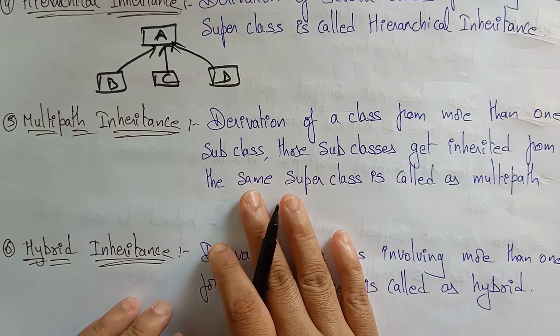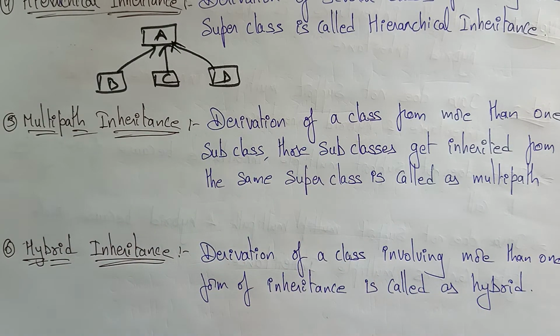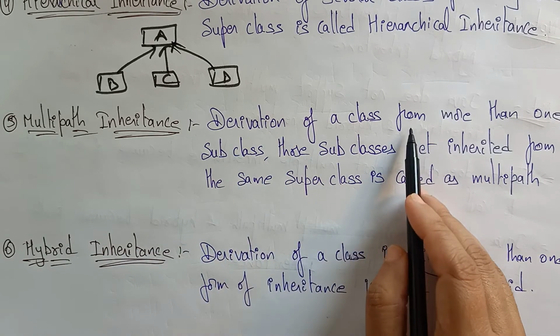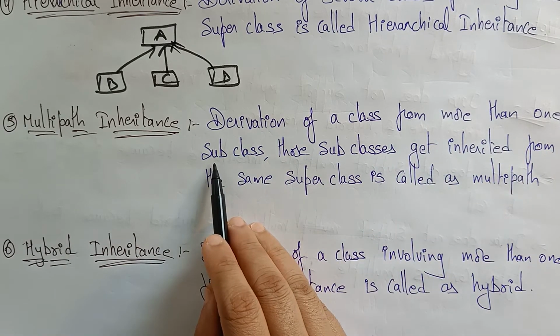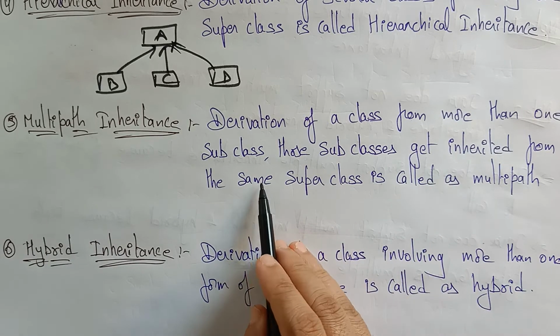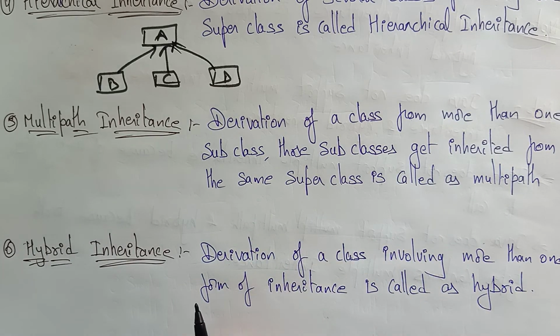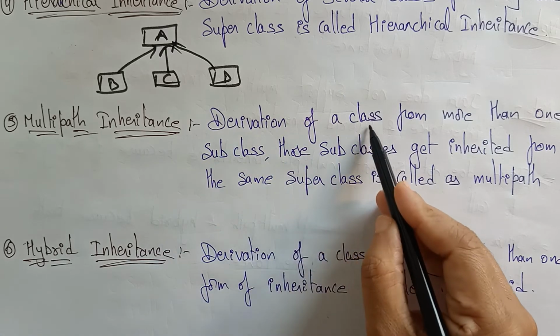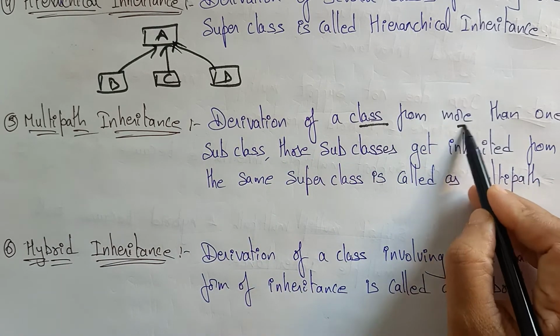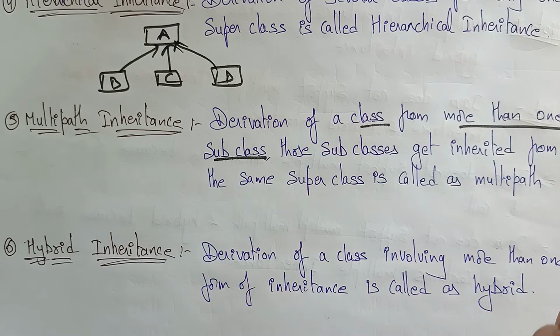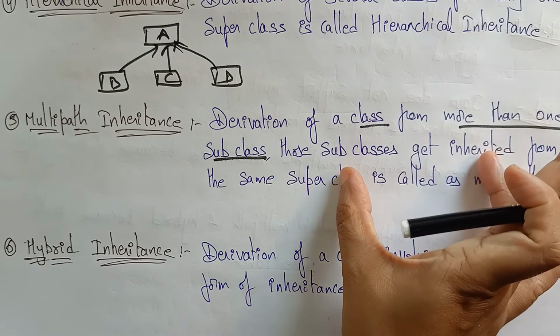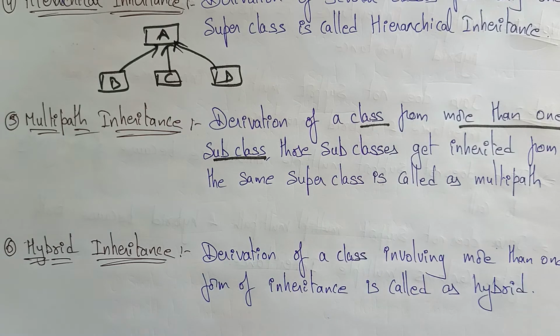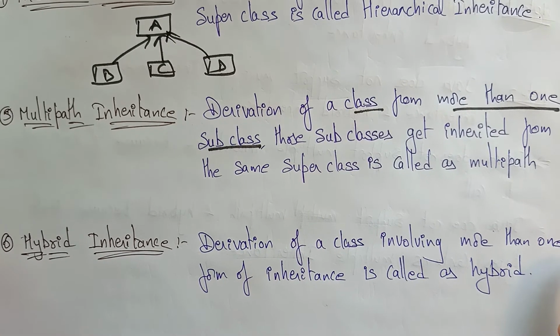Then what about multipath inheritance? Multipath inheritance means derivation of a class from more than one subclass, where those subclasses get inherited from the same superclass. This is called multipath.